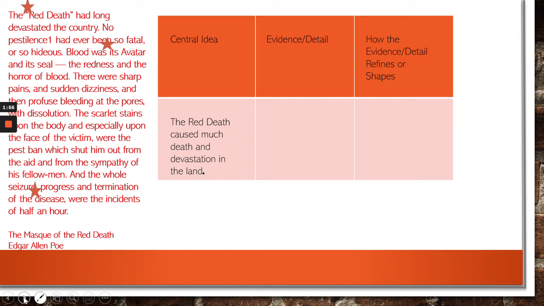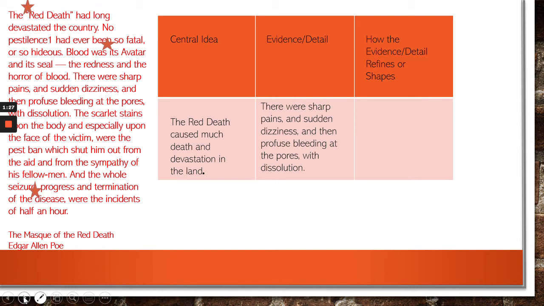So if I feel this is my central idea, I should be able to find some evidence that supports that. And again, I'm going to look right here in the middle of this paragraph, and there is so much information that will support that the Red Death caused much pain and death and devastation. So what I selected was the sentence that says there were sharp pains and sudden dizziness and then profuse bleeding at the pores with dissolution.